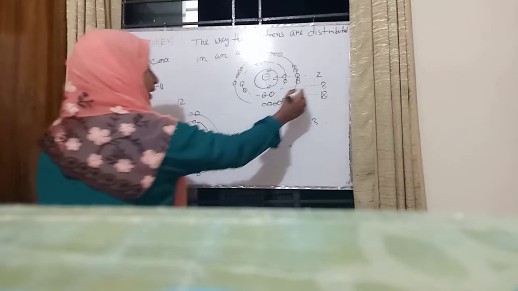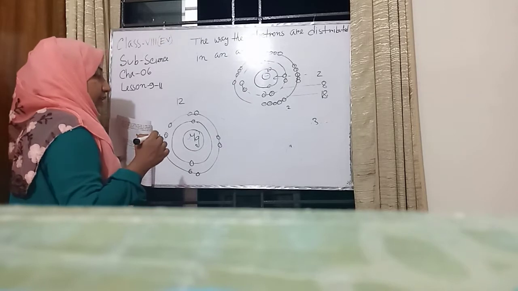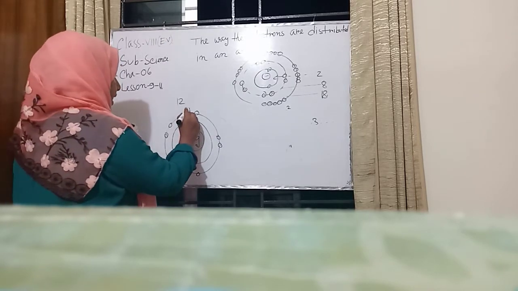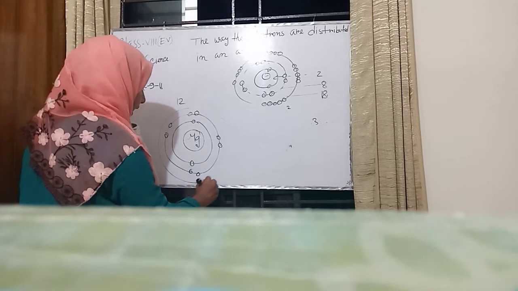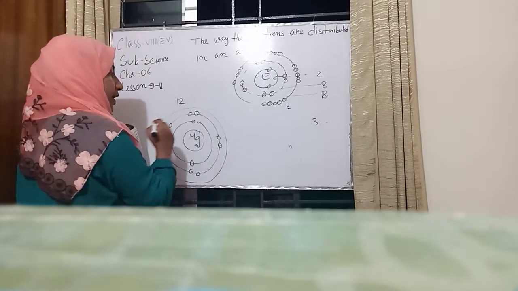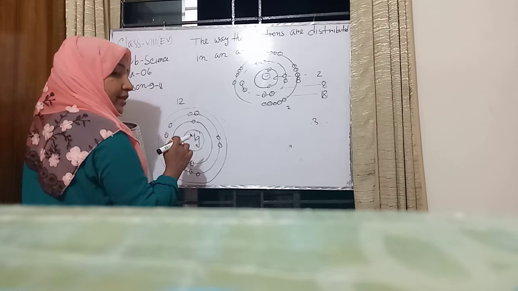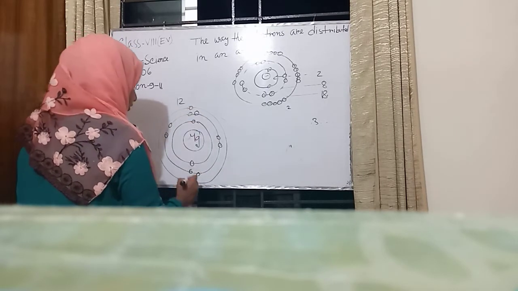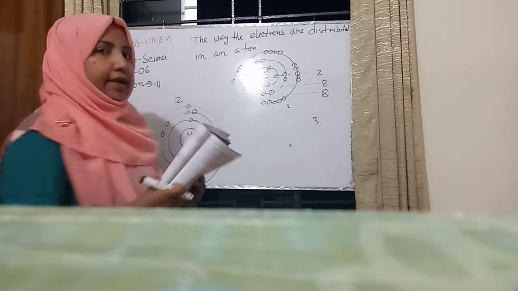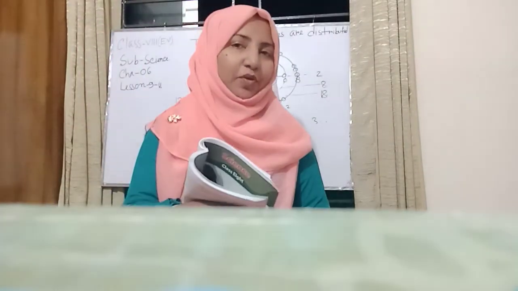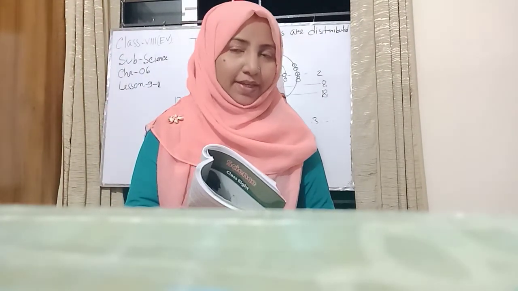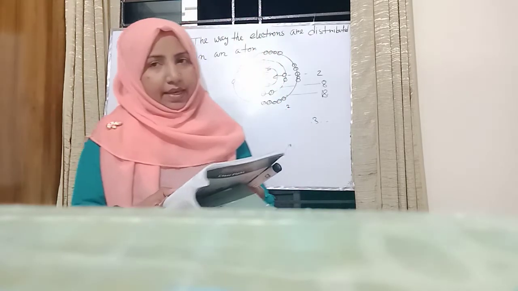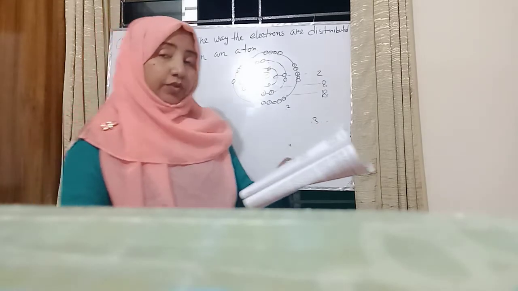My dear students, I follow these rules. Here the first orbit is 2, the second is 8, and the third orbit, I draw for magnesium. 2 and 8 make 10. We have the remaining 2 electrons. Here this structure has 2 electrons, and finally we have atomic number 12, and the name is magnesium.